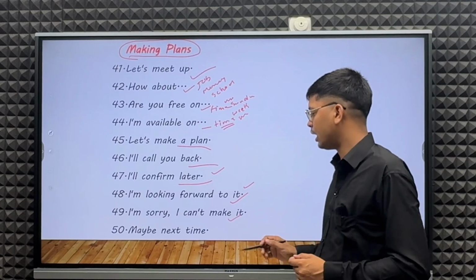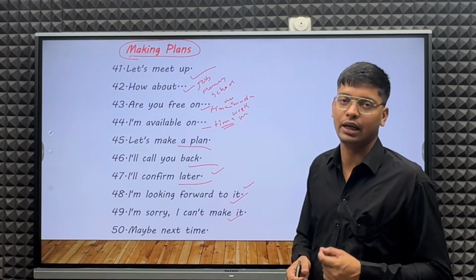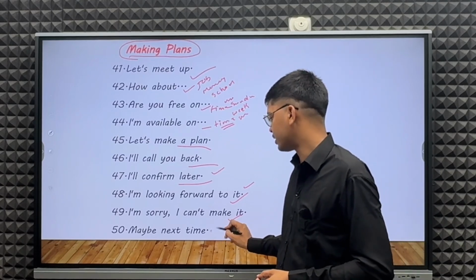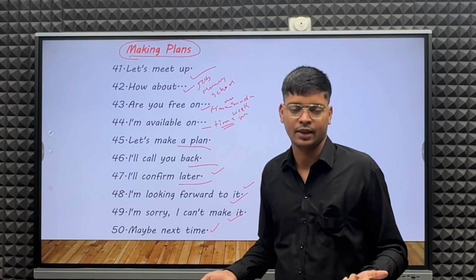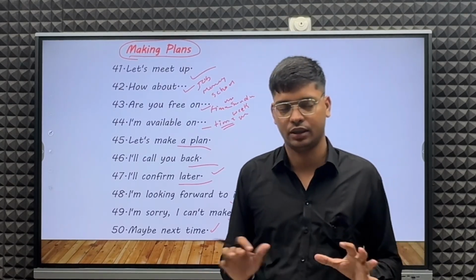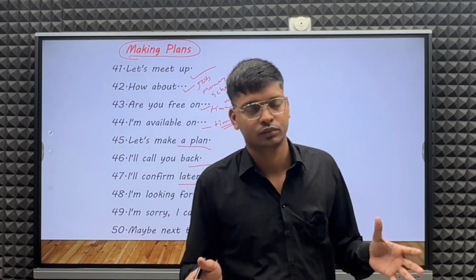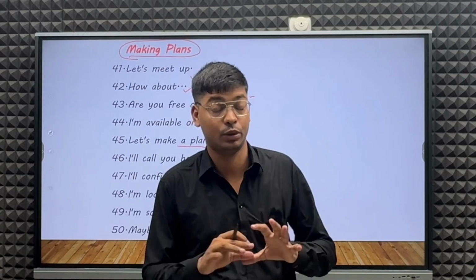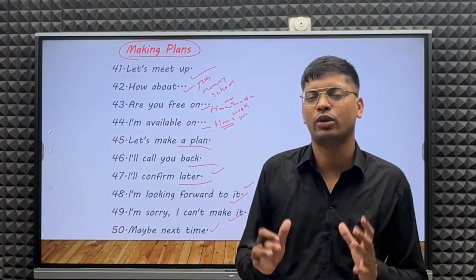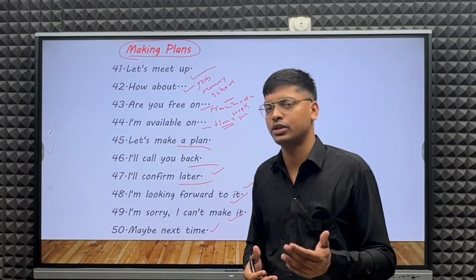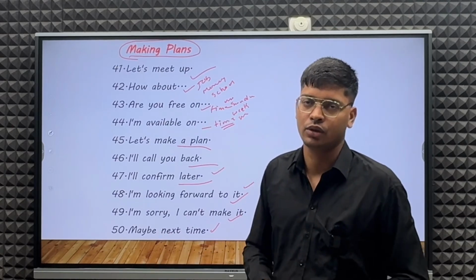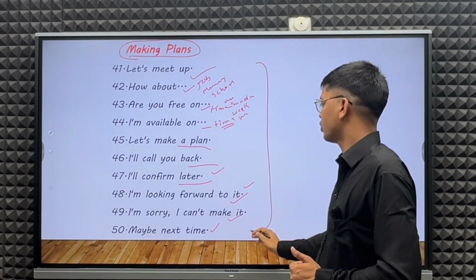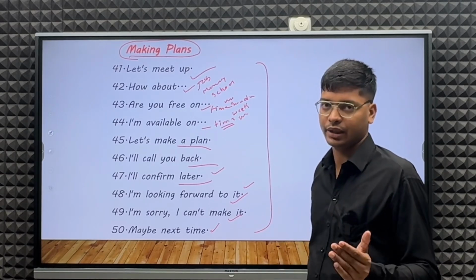I am sorry I can't make it. Maybe next time. If you have no idea to go on any picnic or to a shopping mall, or if you have no plan, you can use this, and you can say maybe next time. Okay. So I hope you guys understand these sentences used for making any plan.